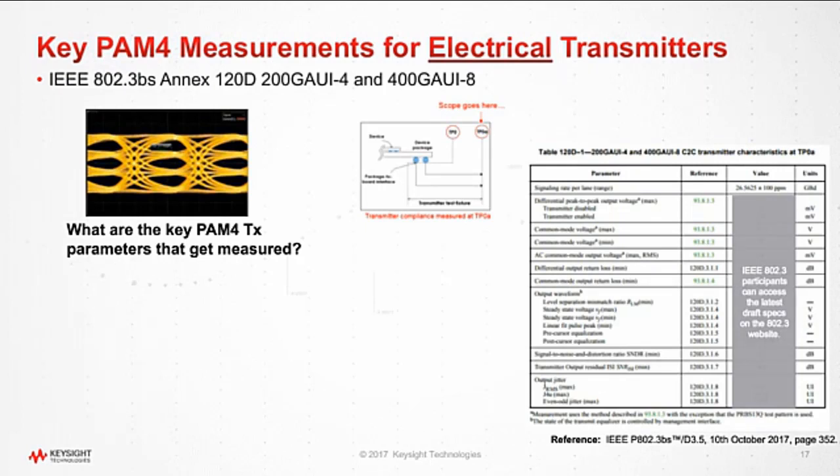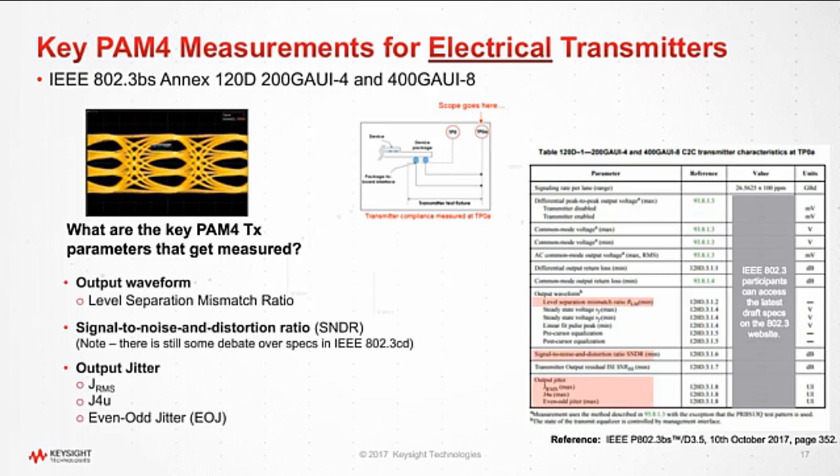Some of the measurements that need to get performed: one's called level separation mismatch ratio. This is the linearity, how equally spaced your 4 levels are from one another. Another is called signal to noise and distortion, or SNDR. And even though it's essentially technically sound for BS, there's still some debate over the specs for CD, and if there are changes to this measurement, they may end up getting rolled back into the BS standard.